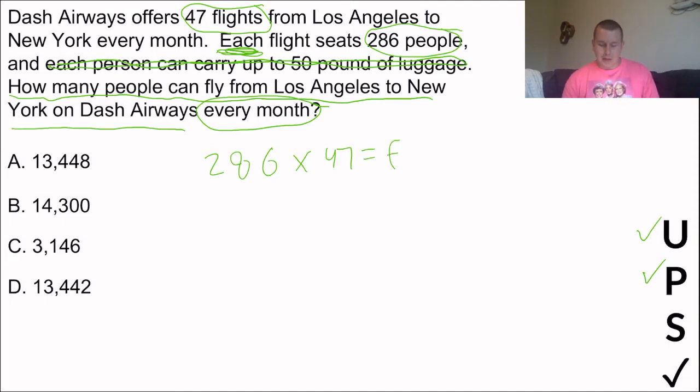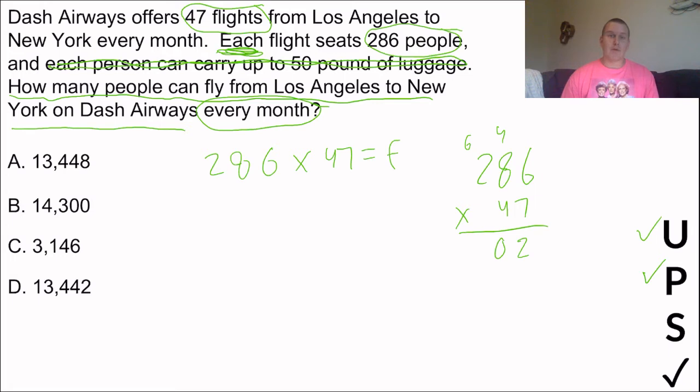So we're going to stack these two numbers on top of each other, 286 times 47. And then this is just the standard algorithm. 7 times 6 would give us 42. 7 times 8 would give us 56. Plus 4 would give us 60.